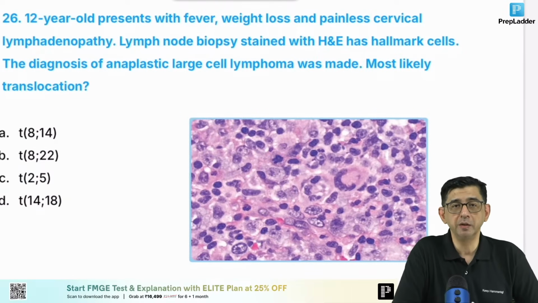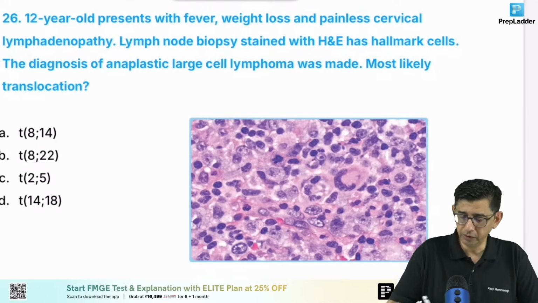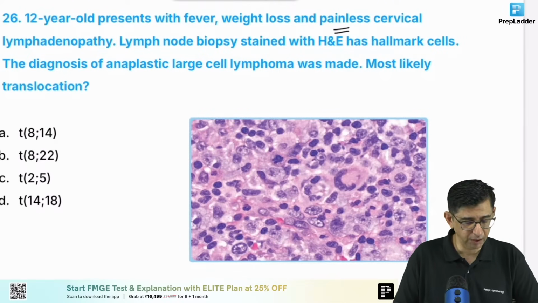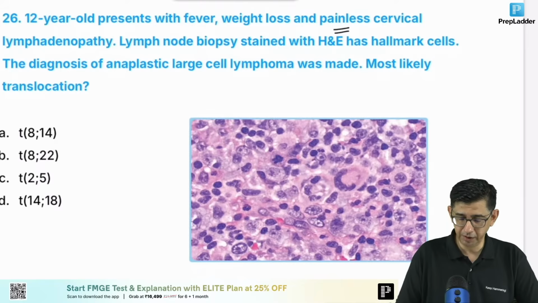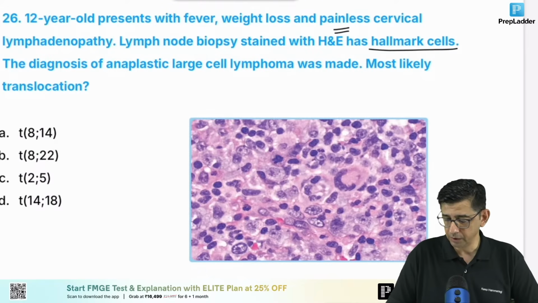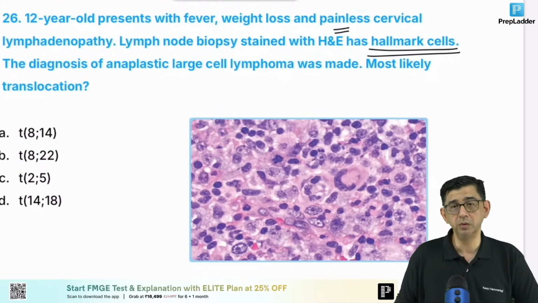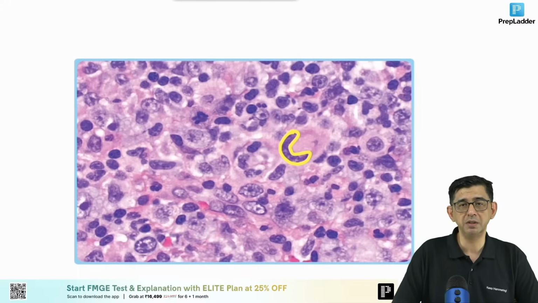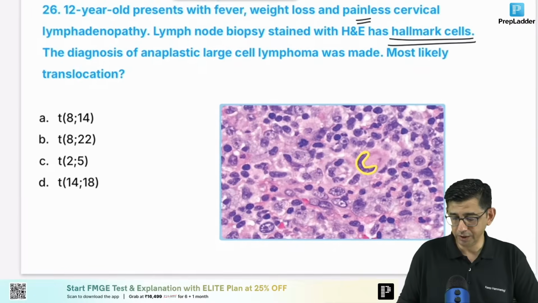This is again a repeat question, guys. A 12-year-old patient comes with fever, weight loss and a painless cervical lymphadenopathy. So the moment you read painless cervical lymphadenopathy, you're thinking either it could be TB or it could be a lymphoma. And then the highlight which is given here is the presence of hallmark cells. Now, the hallmark cells have a nucleus which is very peculiar in shape, like a horseshoe that you can see at the moment. So the hallmark cell has that C-shaped or horseshoe-shaped nucleus.